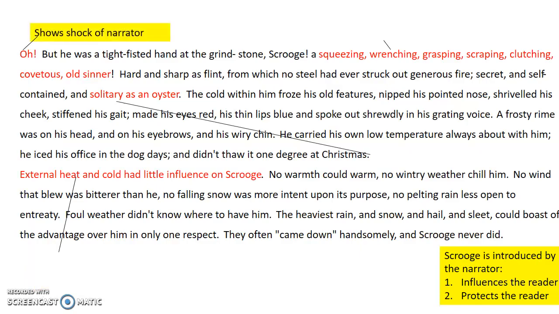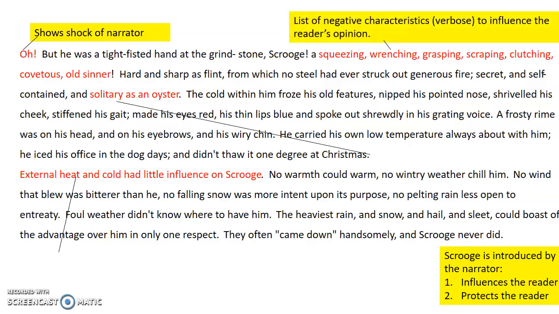Okay, so starting off then. The "O" that the narrator uses here shows the shock. This person is the rudest, meanest, most miserable person that anybody has ever seen. And that short sentence that introduces him just emphasises that. We've got this list of negative characteristics here, and again they further influence our opinion. We don't like Scrooge, he's the nastiest man around.